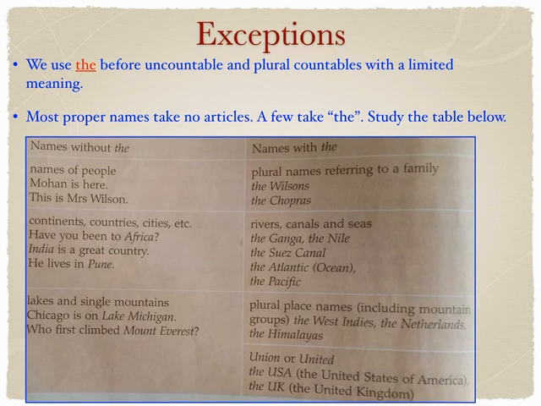For example, Chicago is on Lake Michigan. Who first climbed Mount Everest? Here only one particular mountain name is given, so before it we do not have to use any article.